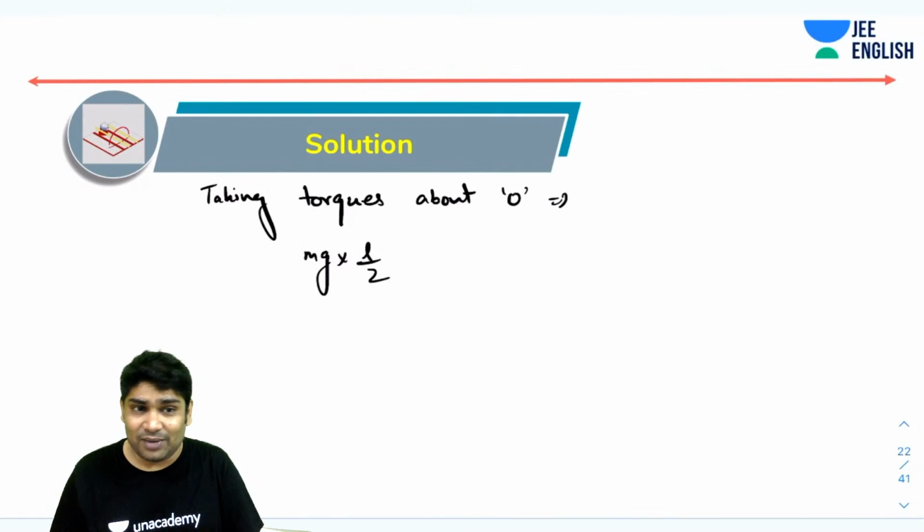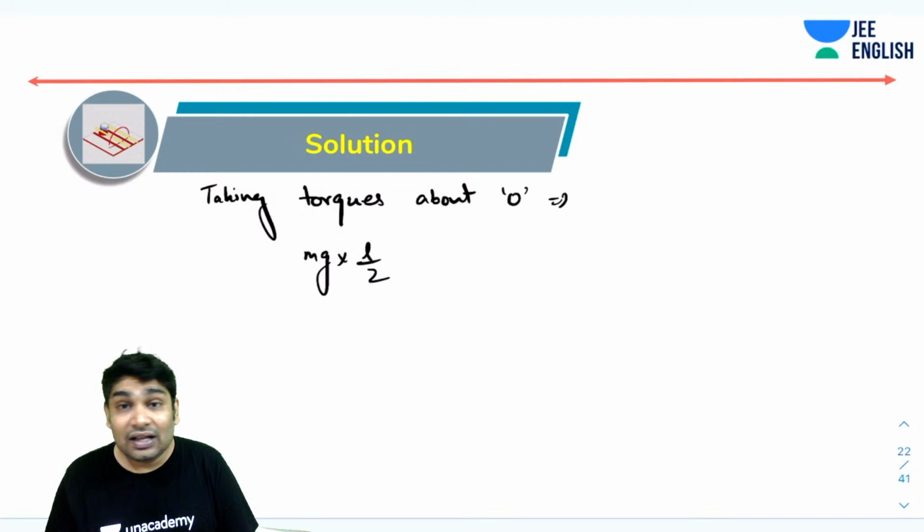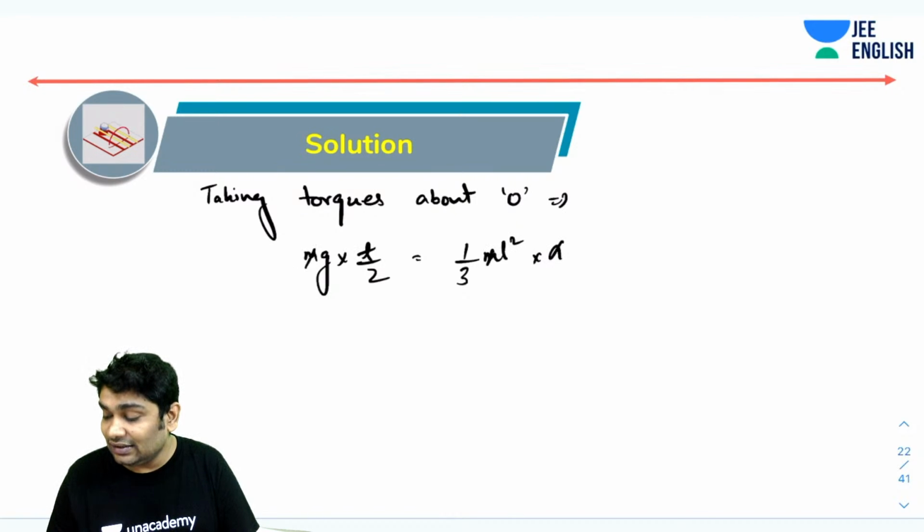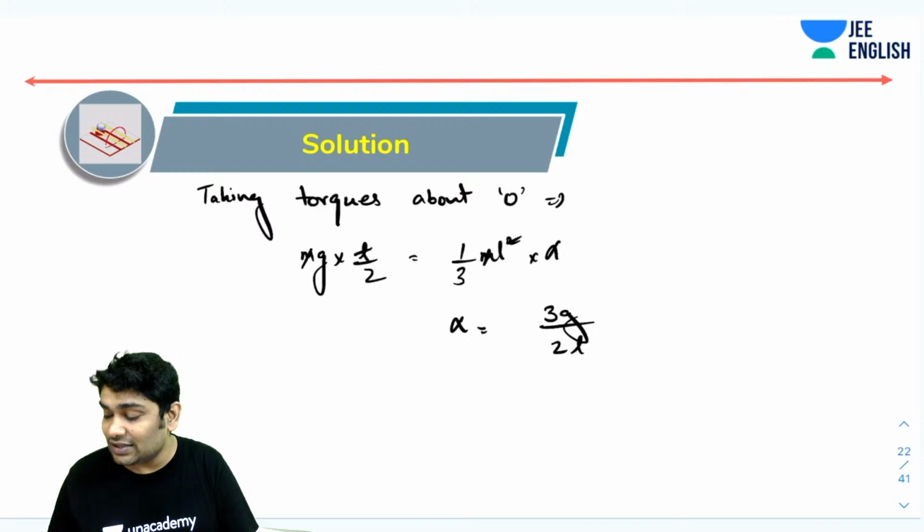Magnitude is mg into L by 2, and this should be equal to I alpha. I about the axis of rotation, which is I passing through O, which will be 1 by 3 ml square. I hope you know this, into alpha. So using this equation, I will immediately get this and this cancelled, and alpha is 3g over 2L. This is my answer.